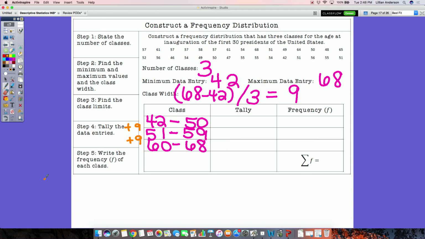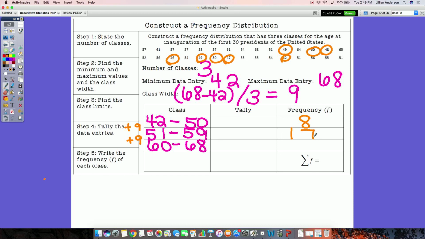So how many presidents were between the ages of 42 and 50 inclusively? 7. 8. It is 8. So we are including 42 and we're including 50. So if I go along my first row, that's 49, that's 50, that's 42, 47, 49, 46. Oh, and I sure did miss a 48 there, and I missed a 50 in between. And that is 8.